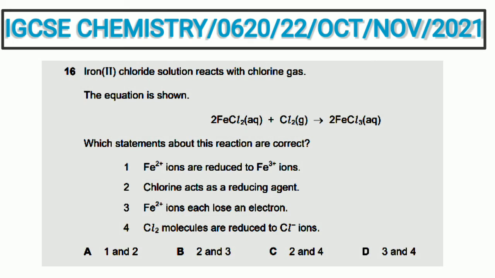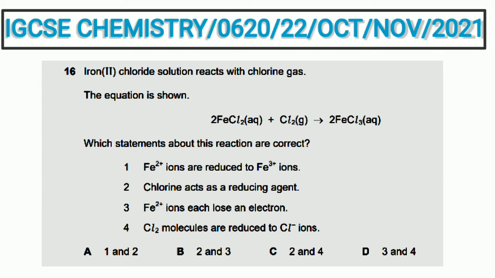16th question. Iron(II) chloride solution reacts with chlorine gas. The equation is as shown. Which statements about this reaction are correct? Fe2+ ions are reduced to Fe3+ ions. That is not correct. They are oxidized to Fe3+ ions. Chlorine gas acts as a reducing agent. No, it is acting as an oxidizing agent.